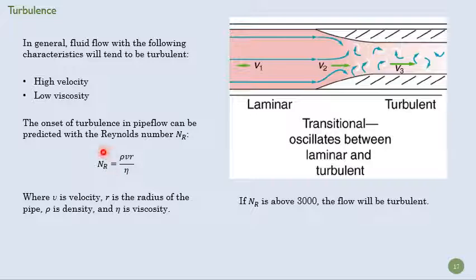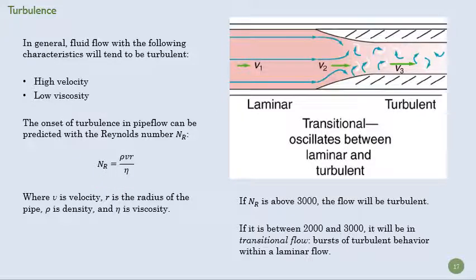If this number, no matter what units you have, metric system, British system, whatever, Martian system, if you get an N_R, a Reynolds number, above 3,000, you're going to get a turbulent flow. And so this is a really useful way to figure out, if I have these conditions in my pipe, am I going to have a laminar or a turbulent flow? And if it's between 2,000 and 3,000, you'll get what's called transitional flow.